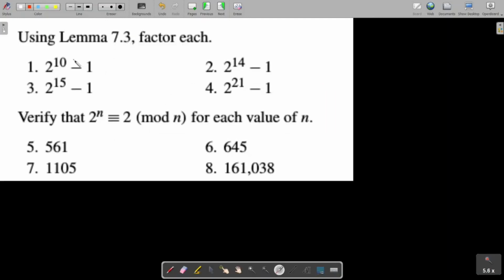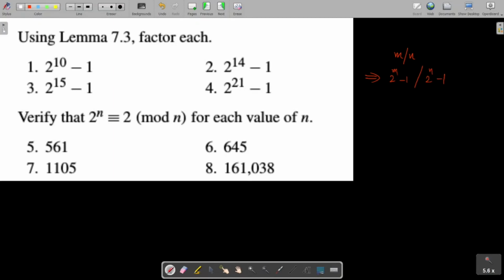Let's have some problems. Factor the given expressions. 2 raised to 10 minus 1. We have the result that if m divides n, then this implies 2 raised to m minus 1 divides 2 raised to n minus 1.